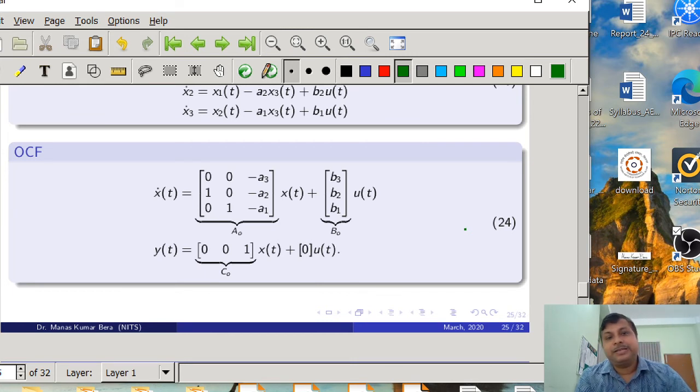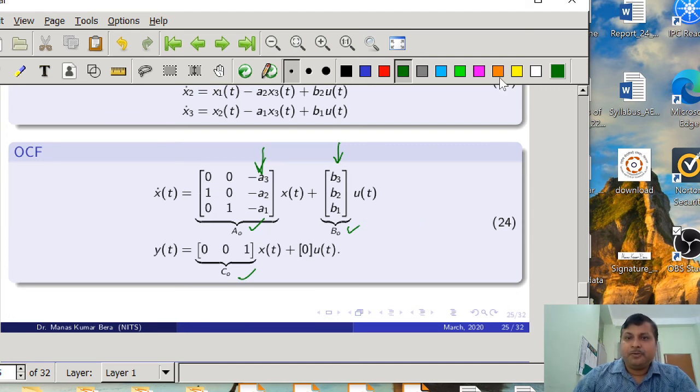Now the most interesting thing is how the A matrix looks. If it is an observer canonical form, the particular form will look like this: minus a3, minus a2, minus a1 is the last column, and b3, b2, b1 are sitting in the B matrix, and the C matrix will be 0 0 1, and we have named them A0, B0 and C0 respectively.